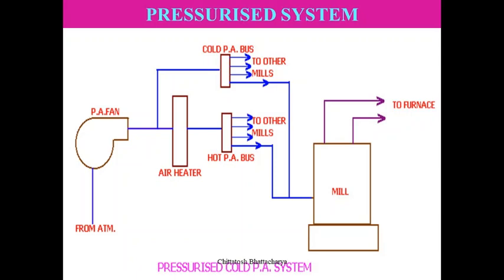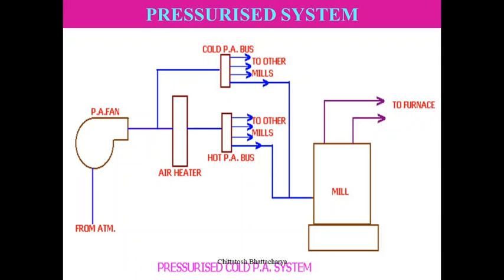Let us now discuss the types of primary air supply system. There are various mechanisms to deliver the primary air depending upon the requirement of the air within the pulverizing system. Now, in a pressurized cold primary air system, the primary air fans are drawing air from the atmosphere. Part of the air is passed through the air preheater and some part bypasses the air preheater.